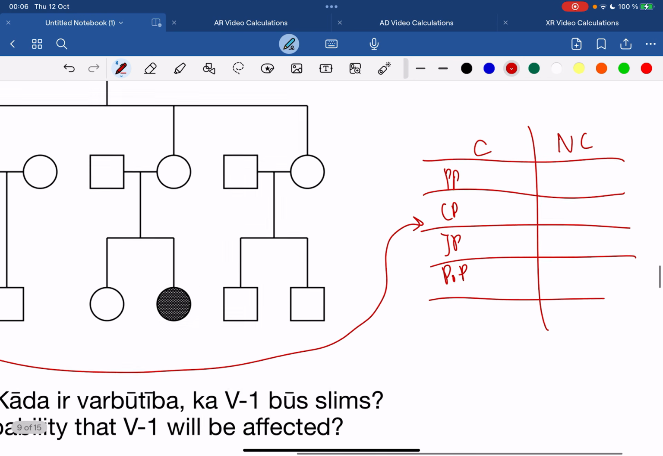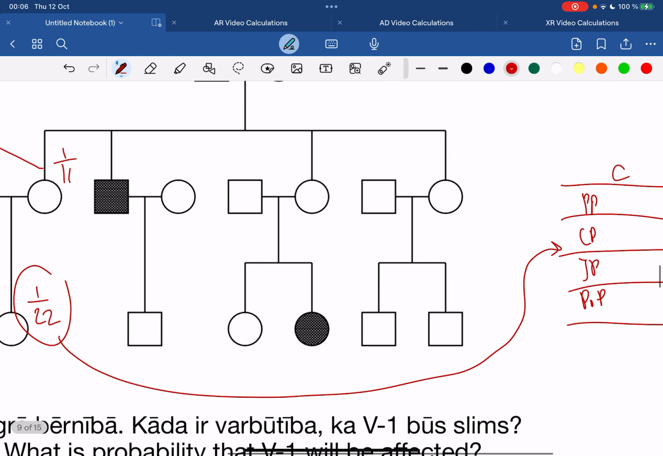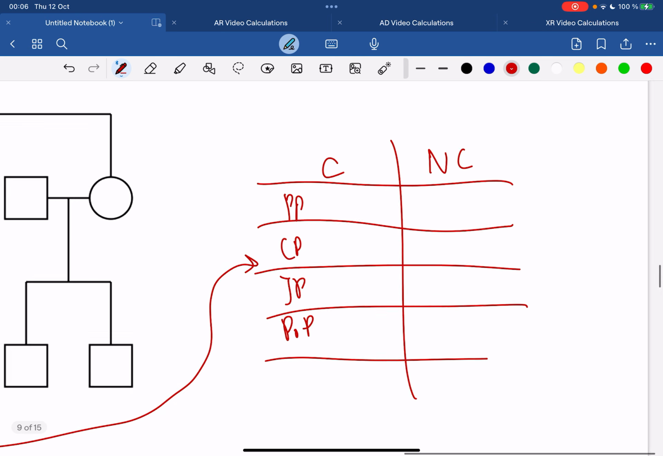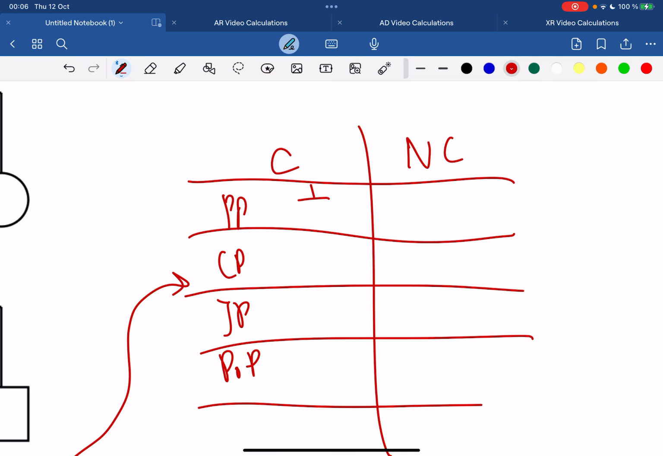Alright. Prior probability is half of what the mother has, and if the mother has 1 out of 11, then the posterior probability will be 1 out of 22. That's just half of 1 out of 11.